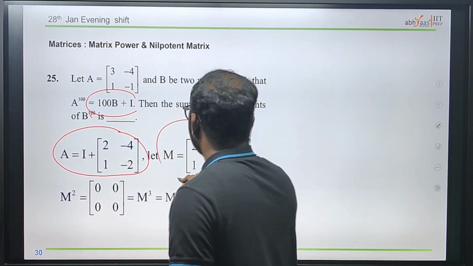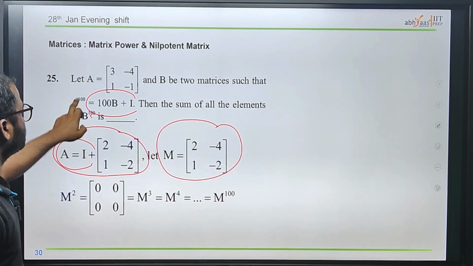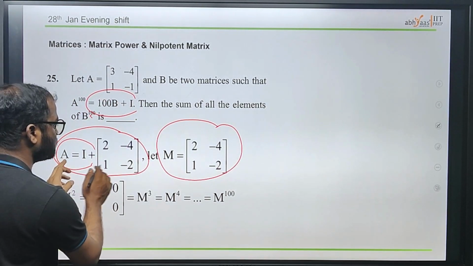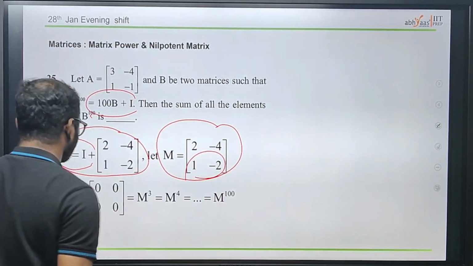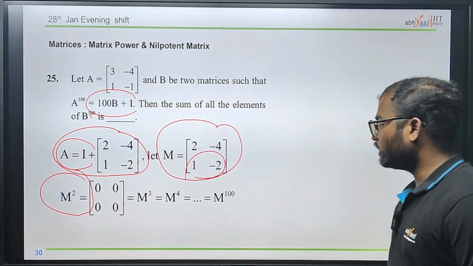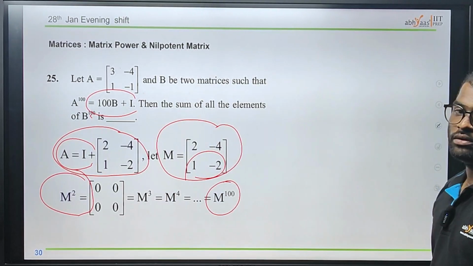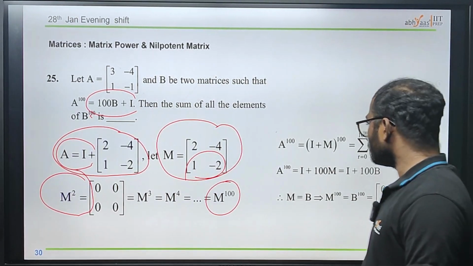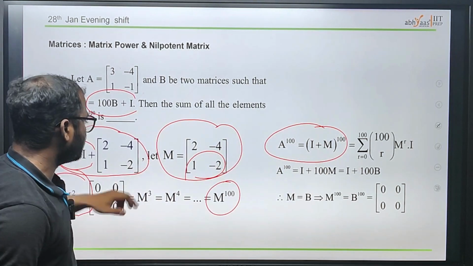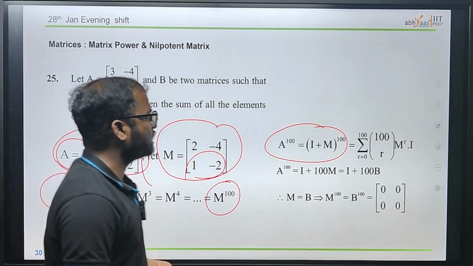Also we have M equal to 2, -4, 1, -2. Just take it as M. We assumed A is equal to this one, taking 2, -4, 1, -2 as M. Also, taking M square, it is nilpotent with k equal to 2. Therefore M to the power up to 100 will be equal to the zero matrix. Therefore using that we can easily say that A power 100 came from I plus M.